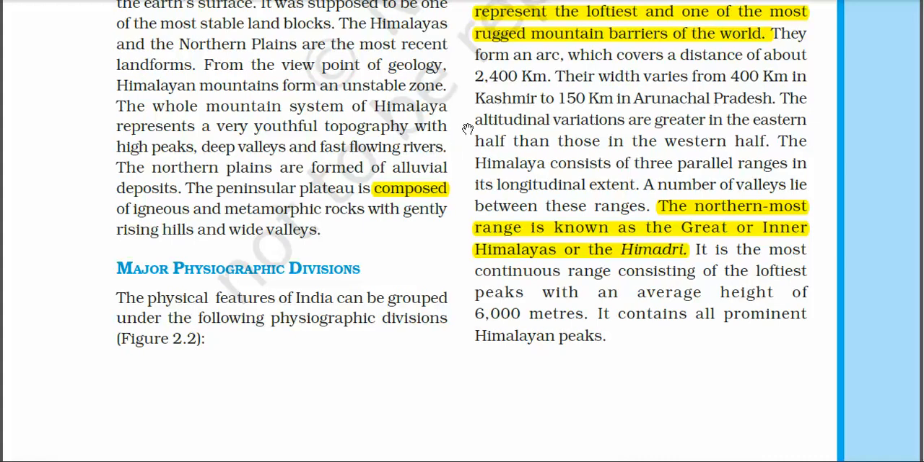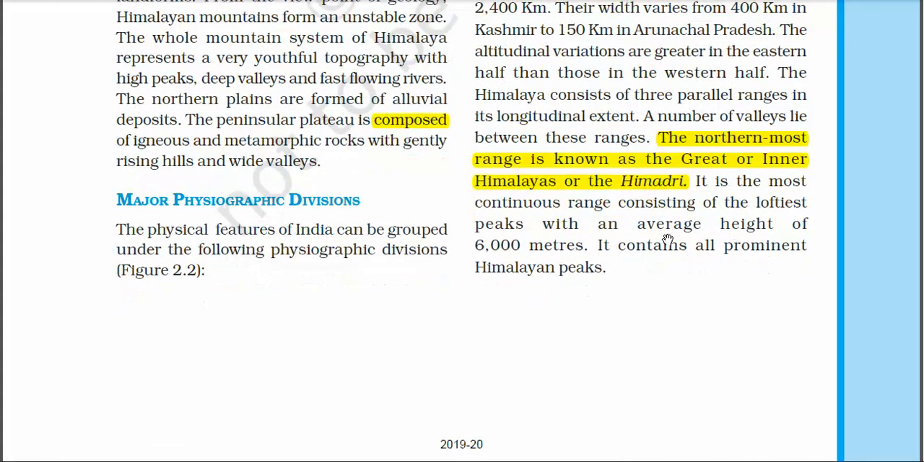Himalayas can be divided into 3 parts. The northernmost range is known as the Great or Inner Himalayas. It is also known as the Himadri. Average height of Himadri is 6,000 meters and all main Himalayan peaks are located in Himadri.